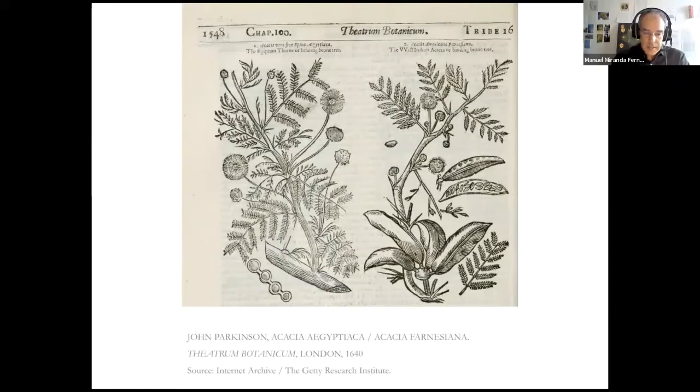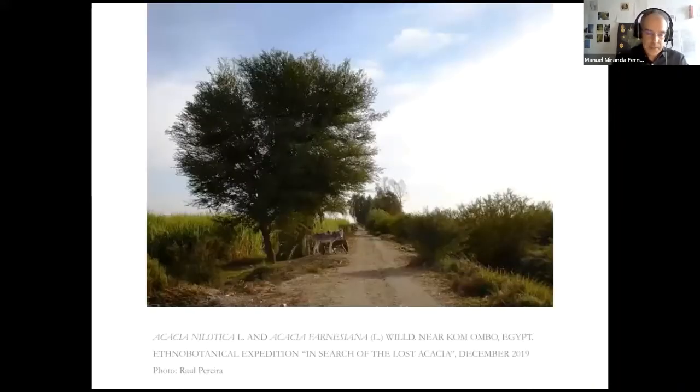However, unlike the Farnesian acacia, the Egyptian acacia was only known in Europe through the commodities it provided, such as gum arabic. If we want to see these plants growing side by side, we have to go to Egypt and sail up the Nile until we arrive near Aswan. In the rural landscapes around Komombo, Egyptian and Farnesian acacias grow together, showing us that exotic and native can coexist, as we have witnessed in December 2019 in Egypt.